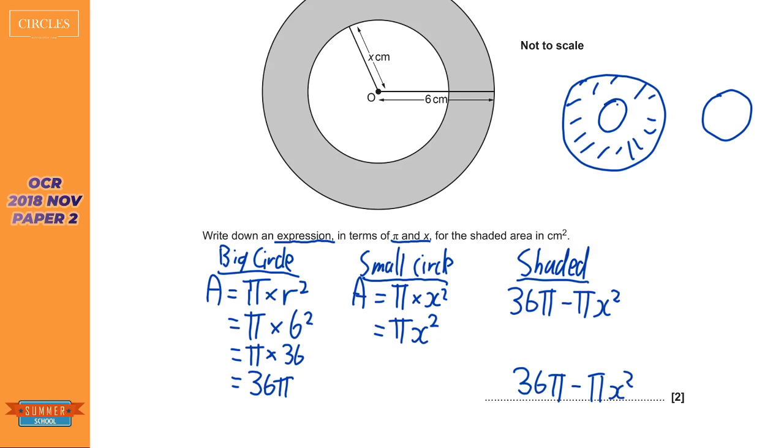And I know it's sad not having a calculator to do area of a circle, but you can see here that it's just simple arithmetic, 6 squared, knowing the number goes before pi. And then this one here is just literally writing the formula and making sure that pi goes first. And then when you subtract them, you don't need to actually do anything, because you can't simplify 36 pi take away pi x squared any further. You could factorize out the pi, but that's not a requirement in your answer at all.